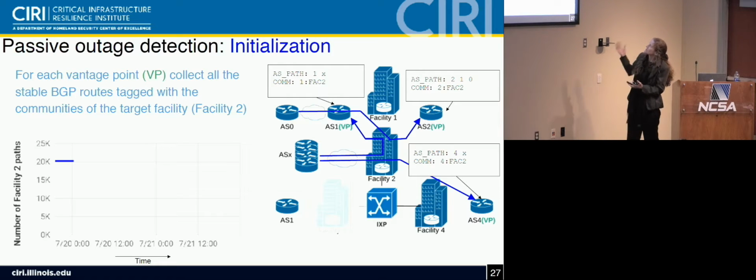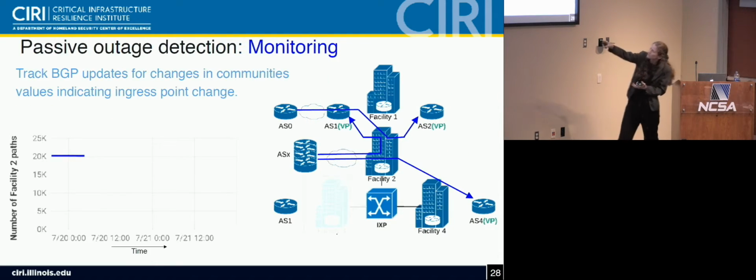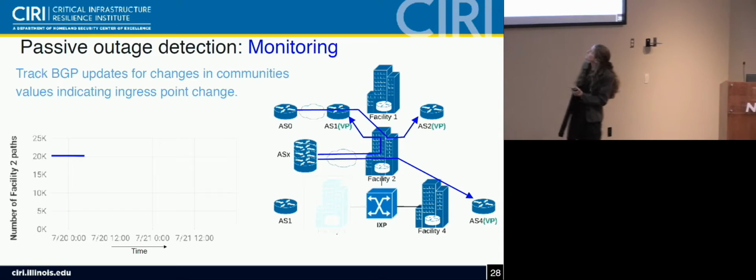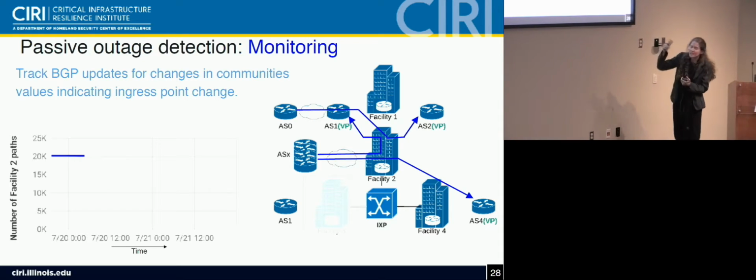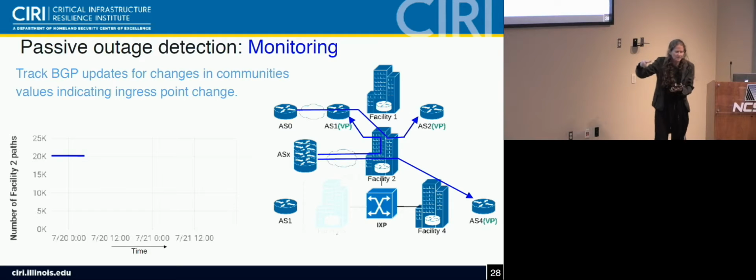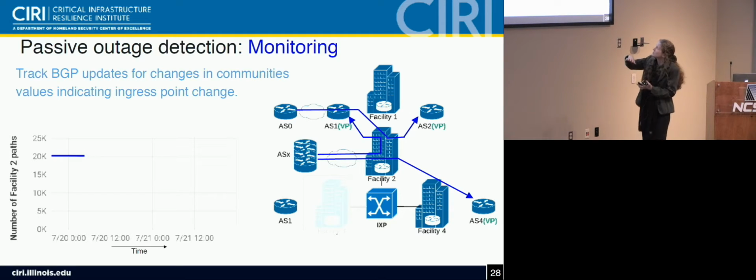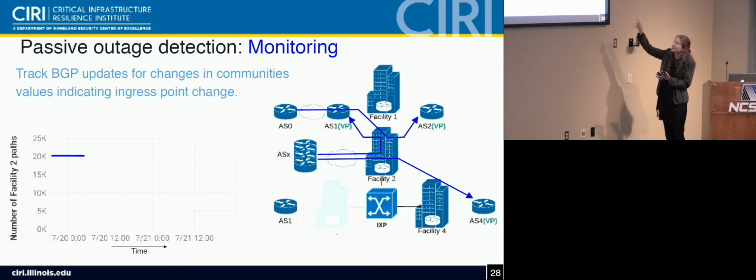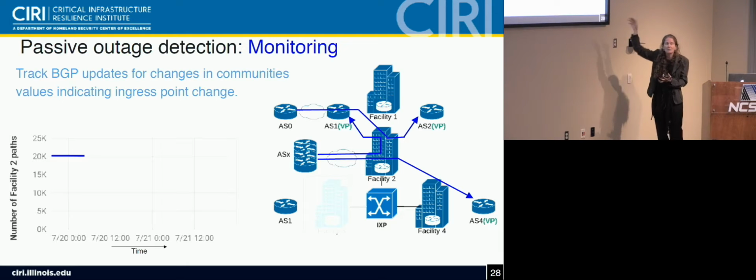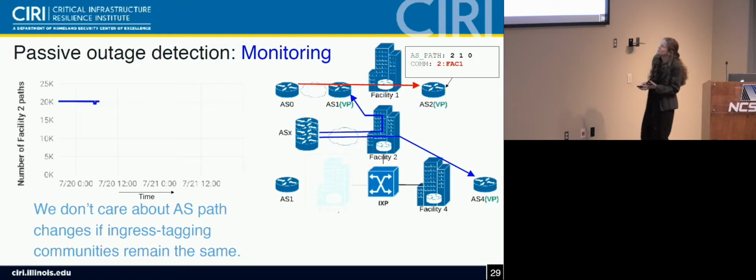Okay, so let's give an example. We're studying facility 2. We get all the BGP paths that are going through facility 2. They've got these community facility 2 values in them. We gather them, and then we're mapping them. 20,000 paths go through facility 2. We don't care about BGP updates. Each of the messages is called an update. We don't care about updates that even change their community value if the community value still reflects the same ingress point, the same facility that it may be going through.